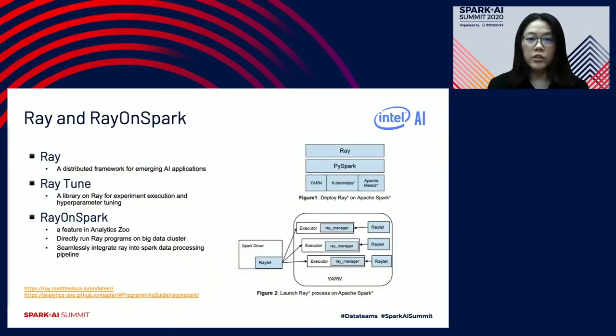We have chosen Tune as a backend to implement our AutoML support in the Analytics Zoo project. Tune is a library on Ray for scalable experiment execution and hyperparameter tuning. And Ray is a distributed framework for emerging AI applications open sourced by RISELab. Ray on Spark is a feature in Analytics Zoo, which is designed for users to directly run Ray programs on a Spark cluster. So with Ray on Spark, we're able to run our AutoML-enabled time series analysis on a Spark cluster without the need to care how to manage the two frameworks.